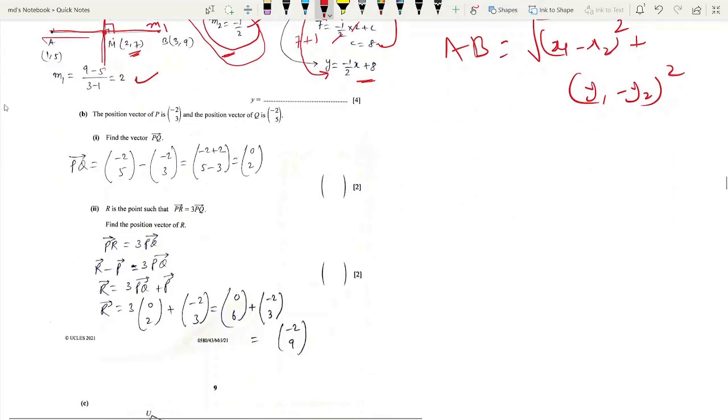Okay. Now come to the next question, that is B. The position vector of P is the column vector (minus 2, 3), and the position vector of Q is (minus 2, 5). Find the vector PQ. Very simple. PQ is Q minus P, right? So Q is (minus 2, 5), minus P which is (minus 2, 3). So minus 2 minus minus 2, which is plus 2, so minus 2 plus 2 is 0. And 5 minus 3 is 2. So (0, 2) you can get. Right? Very simple.